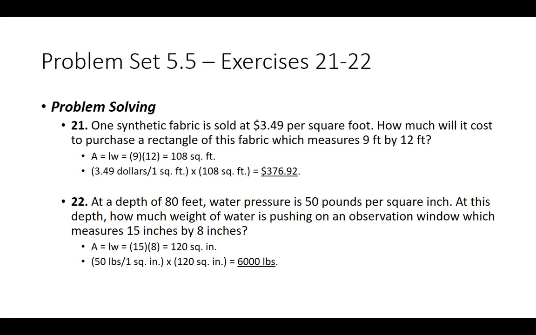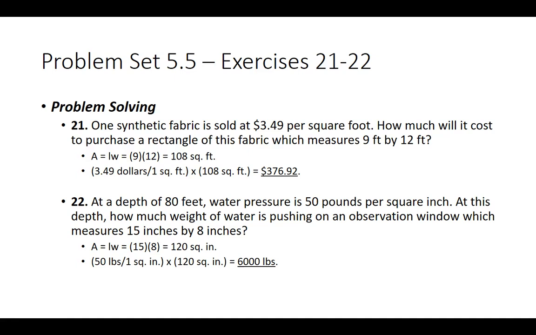On this slide, we have both numbers 21 and 22. 21 says, one synthetic fabric is sold at $3.49 per square foot. How much will it cost to purchase a rectangle of this fabric, which measures 9 feet by 12 feet? So first we need to find the area, that is 9 feet by 12 feet. Area equals length times width. And 9 times 12 gives us 108 square feet.